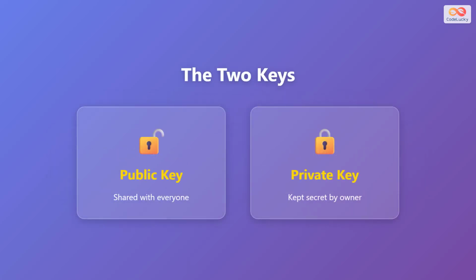The system relies on two keys: the public key, which is shared with everyone and can be freely distributed, and the private key, which must be kept secret by its owner and never shared with anyone.